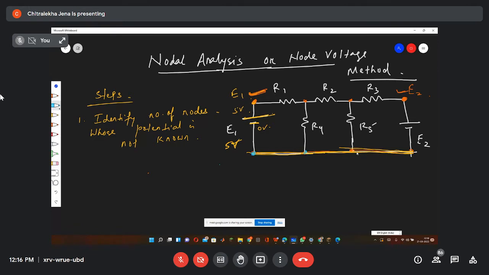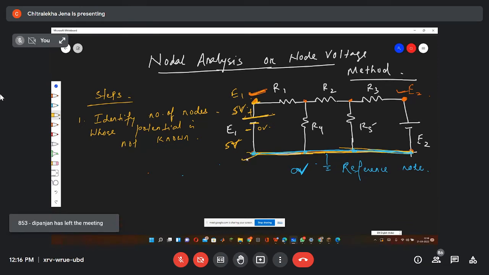And here you see, where more number of nodes are connected, this node is taken as the reference node. This is called the reference node, and it is usually taken as 0 volt. Like this is 5 volt, that means this is positive, this is negative. The potential of this point is 5 volt with respect to this one.